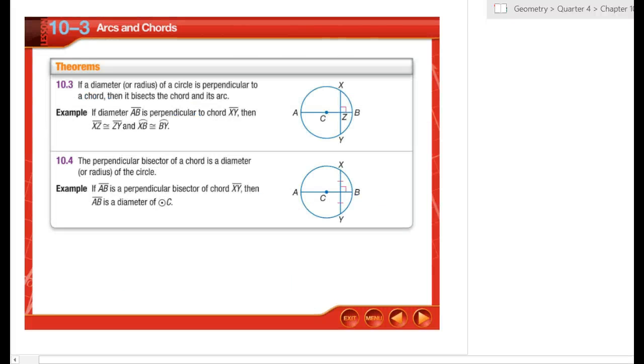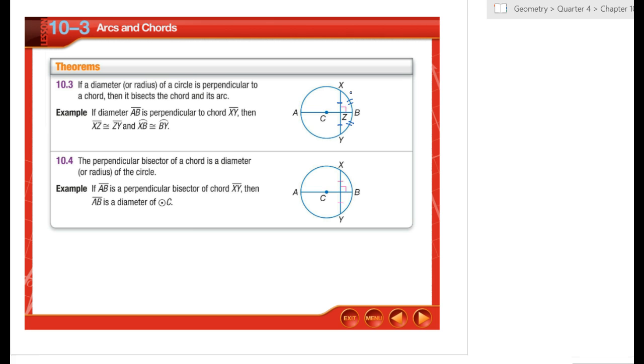So, a couple more theorems. If the diameter or the radius is perpendicular to a chord, then that means it cuts that chord in half, and it cuts the arc in half. It bisects it, if it's perpendicular. If it's not perpendicular, then that's not true.